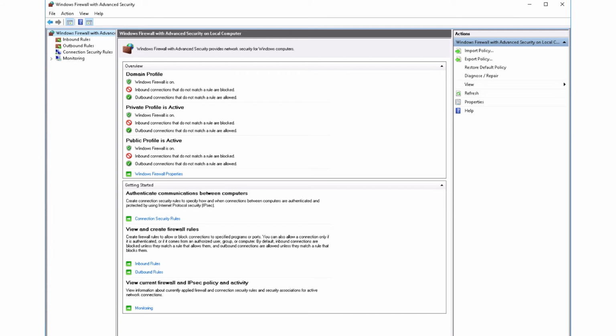To determine whether your firewall is on or not, you can look right below the name of the profile. So you notice that for the domain profile the firewall is on, as well as the private profile, and finally the public profile. And by default, when you install the Windows operating system, the firewalls are turned on by default. It's always good to have your firewalls turned on by default.